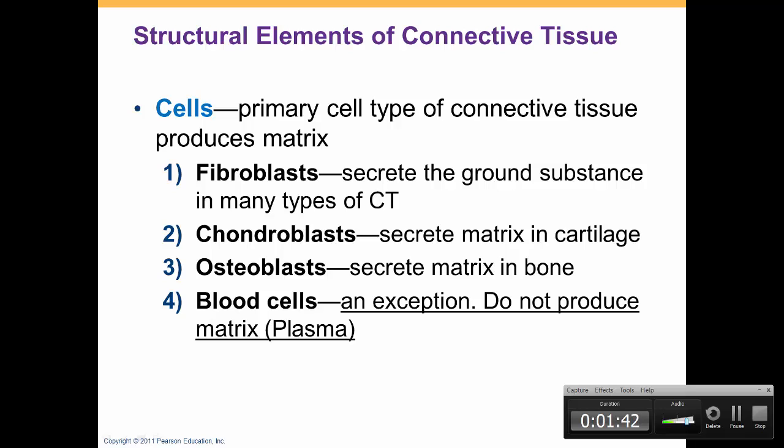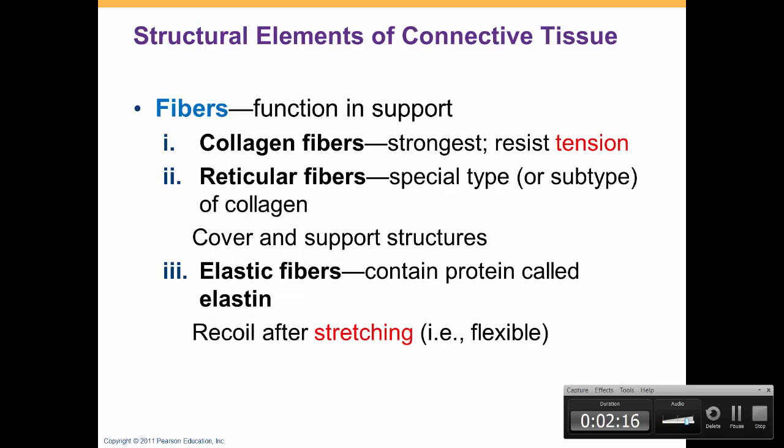The fibroblasts secrete the ground substance of many types of connective tissue. Chondro means cartilage, and blasts means immature cell. So these immature cells of the cartilage secrete the matrix of the cartilage. The same for osteo, which means bone. So osteoblasts secrete the matrix of the bone. The only exception here that I want you to know: the blood cells do not secrete or produce the matrix of the blood, which is the plasma.